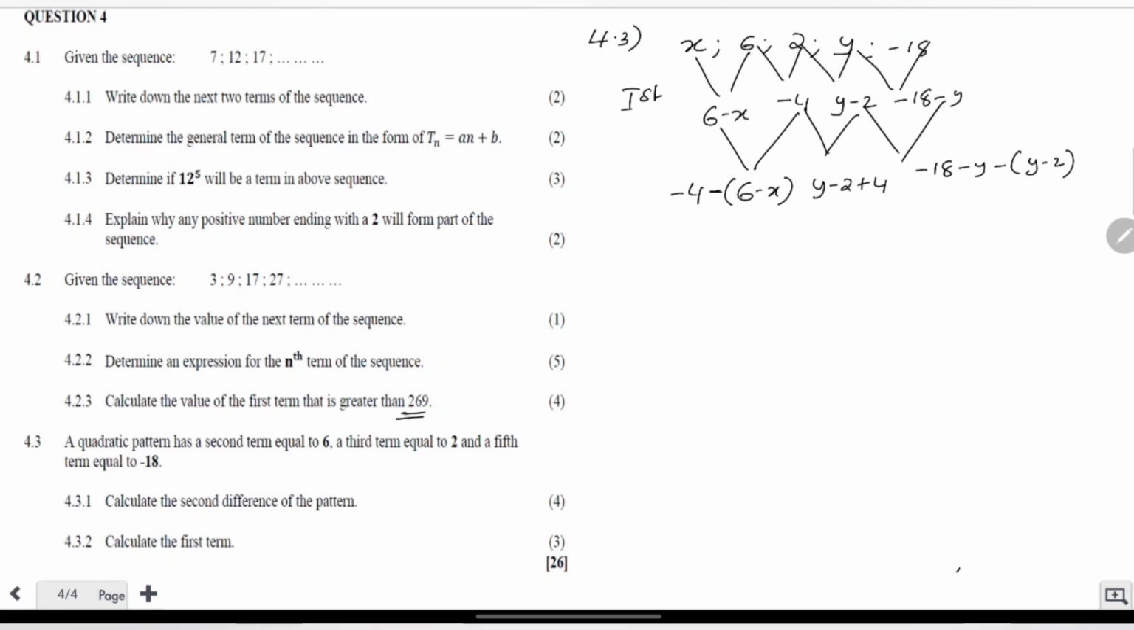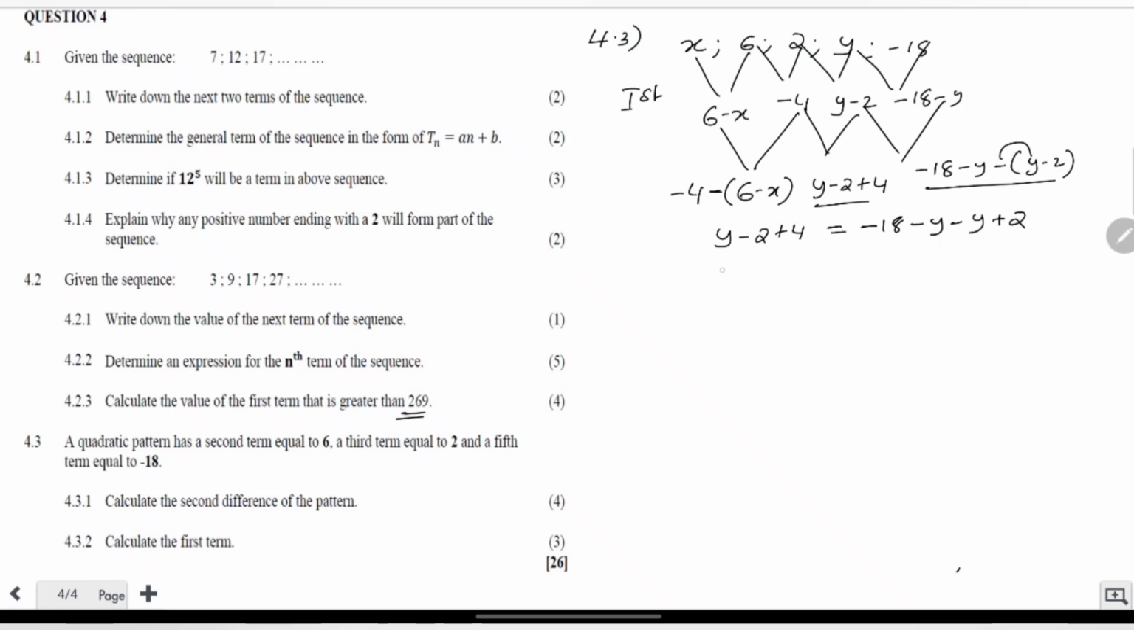So these are the second difference, and it is sure that they are same because it's a quadratic pattern. Now we can make use of that property to find the value of y. Just equate this one and this one, they are same. Let me write it. Y minus 2 plus 4 is equal to minus 18 minus y, then open the bracket, minus y plus 2. Minus times y is minus y, minus times minus 2 is plus 2. Now simplify, you will get the value of y. If you know the value of y, we can find the second difference.